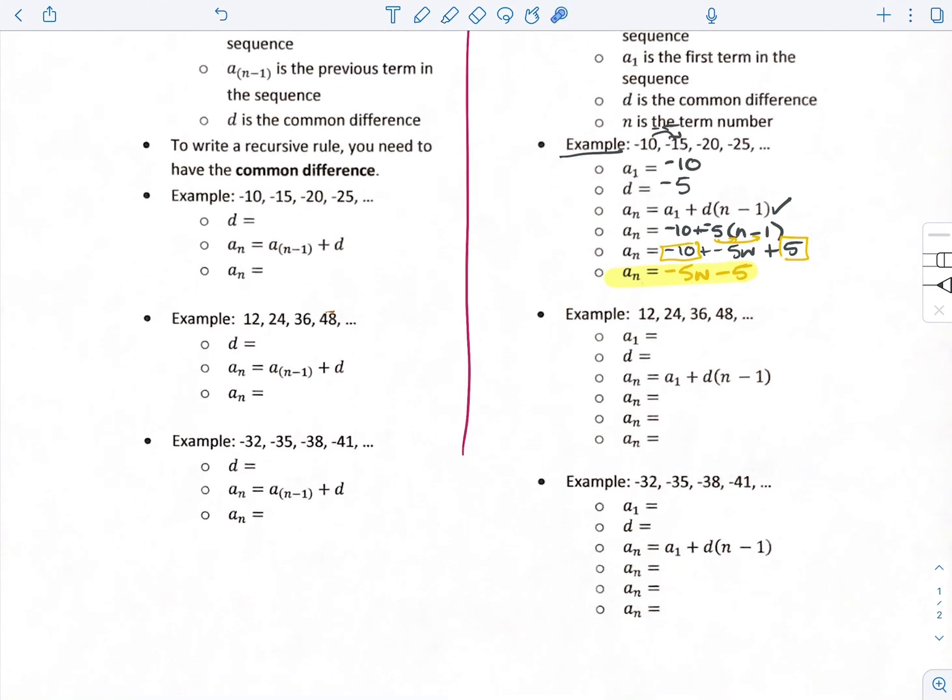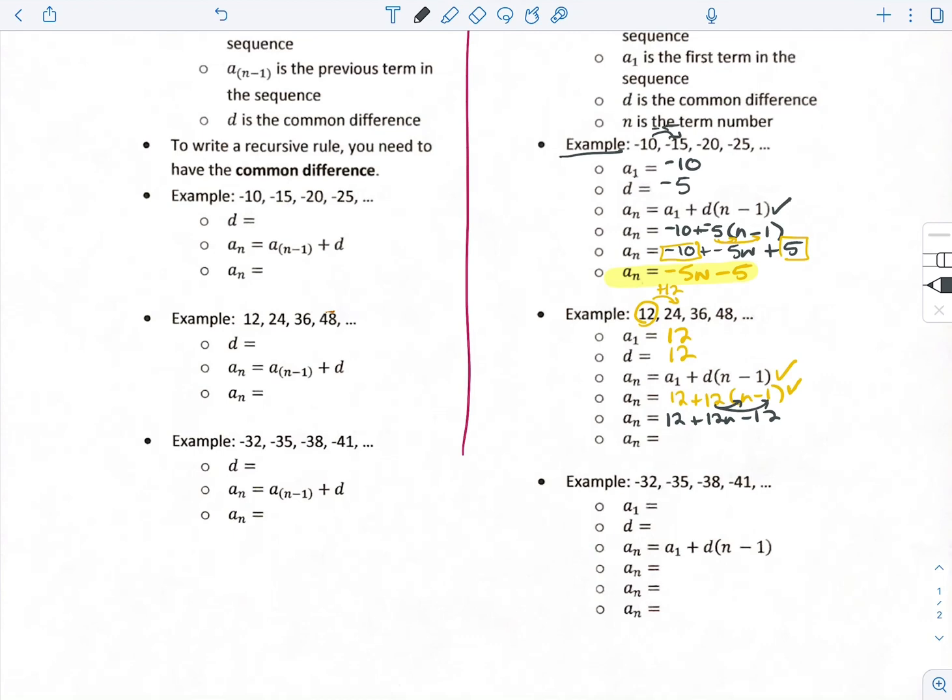In the next example, let's say we have the sequence 12, 24, 36, 48. Our A1 is 12. Our difference is also 12. Now all we've got to do is plug it into our formula. So this becomes 12 plus 12 times n minus 1. If you get to this part, you're really good, but it helps to simplify. So we distribute the 12 inside so that we're left with 12 plus 12n minus 12.